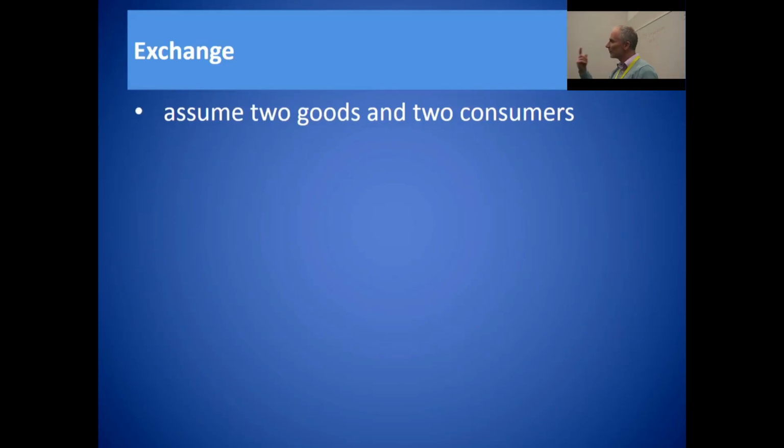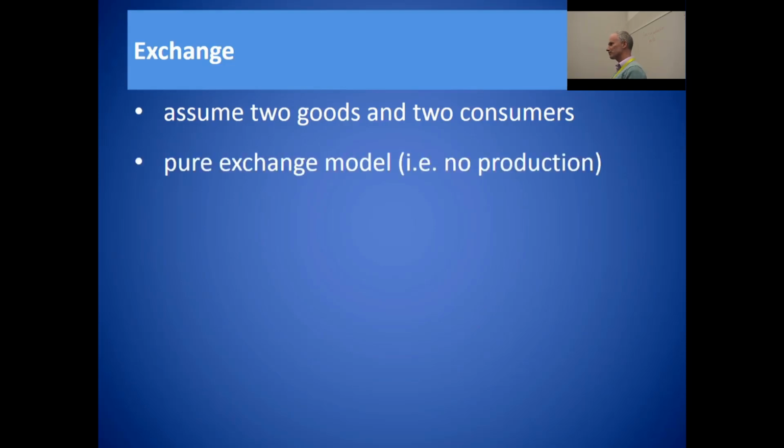Now, thinking about what you did in a partial equilibrium framework, when we looked at the theory of consumer choice, that looked at one consumer and two goods. Well, all we're going to do now is introduce one extra consumer and see how the interaction between these two consumers affects the clearing of markets. So two consumers and two goods.